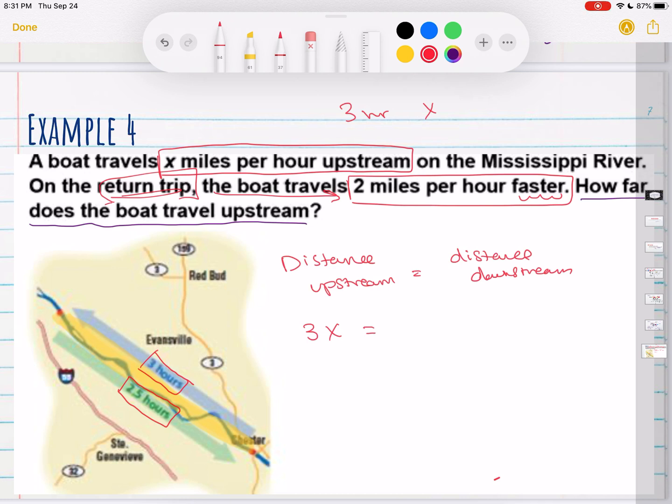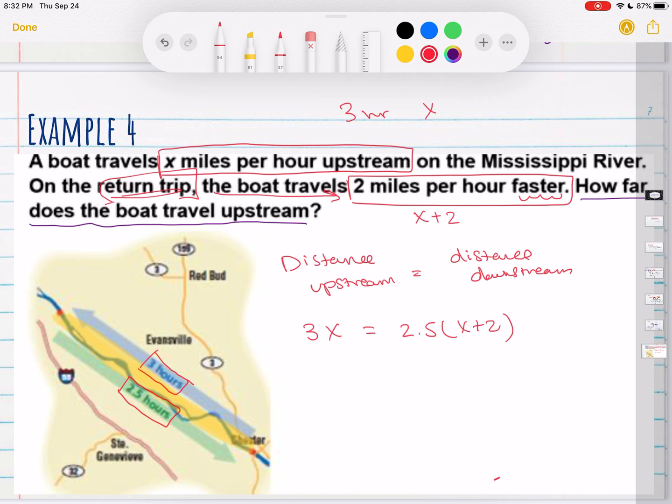And that's supposed to equal our distance downstream. We traveled 2.5 hours, and what was my miles per hour downstream? We traveled 2 miles per hour faster than upstream. We traveled x miles per hour upstream, and now we're traveling 2 miles per hour faster, so x plus 2 miles per hour downstream. So 2.5 hours times x plus 2. Okay, now I have an equation.